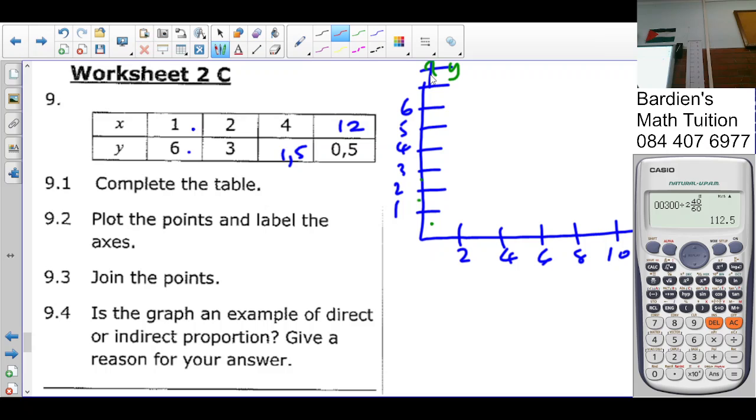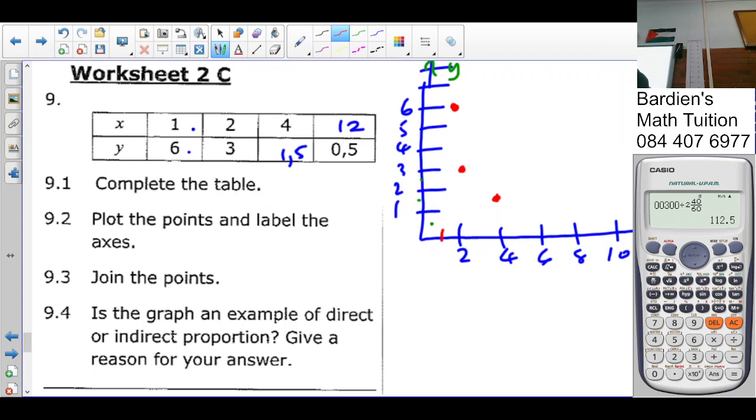So if X is 1, Y is 6. You'll see the effect better on the graph. Okay. If X is 2, Y is 3. If X is 4, Y is 1.5, this is 1.5. If X is 12, Y is 0.5.